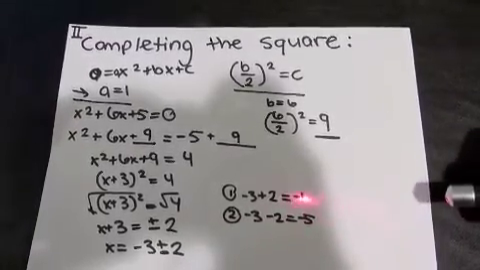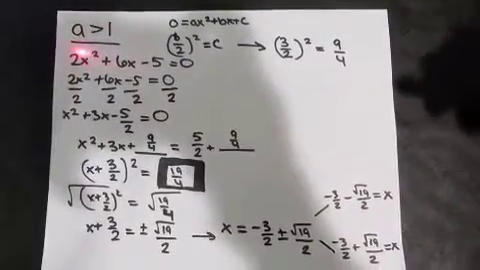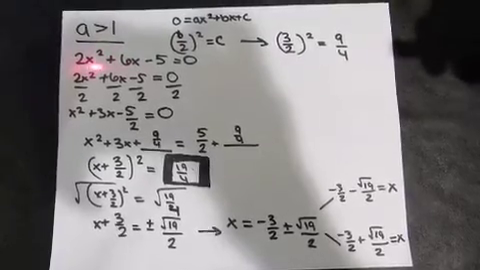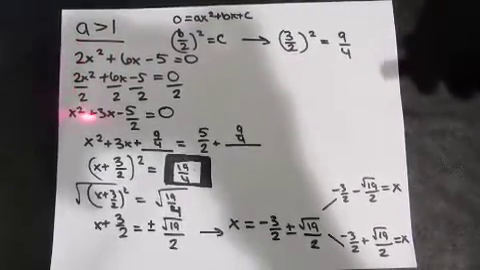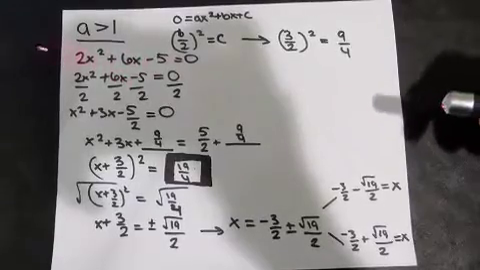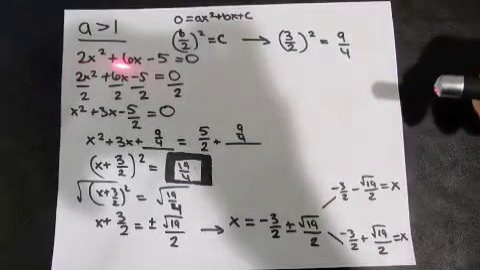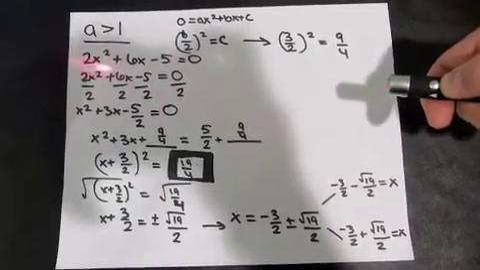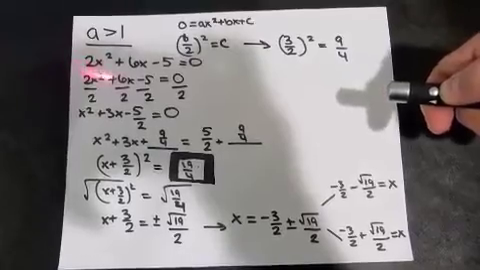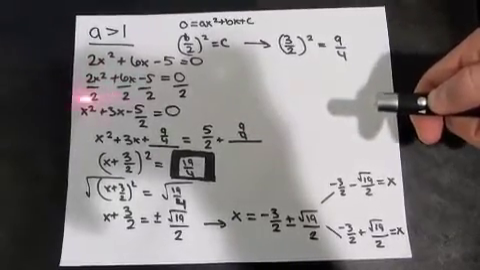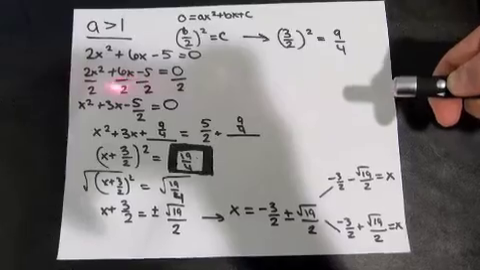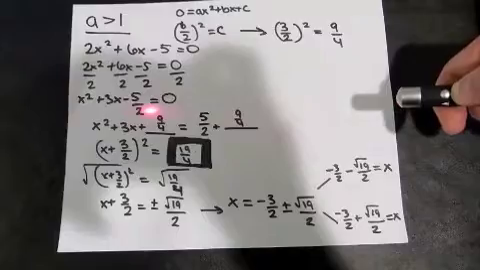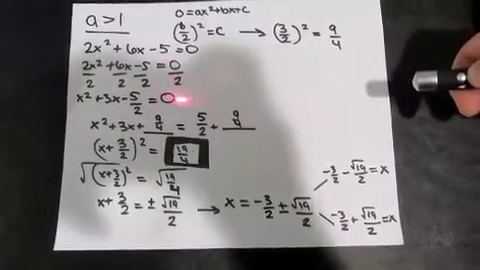When a is greater than 1 and I want to complete the square, it's important for me to realize that I need to make the coefficient equal to 1. So in order to do so in this example where 2x squared plus 6x minus 5 equals 0, I divide everything by 2, which is the coefficient of a. So 2x squared divided by 2 equals x squared, 6x divided by 2 equals 3x, minus 5 divided by 2 equals minus 5 over 2, and 0 divided by 2 equals 0.